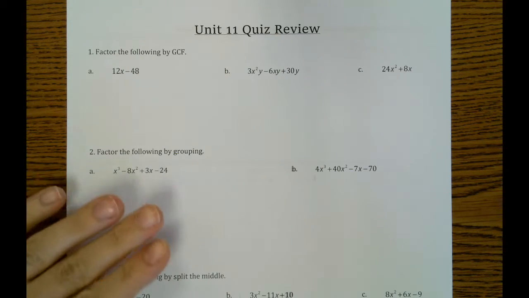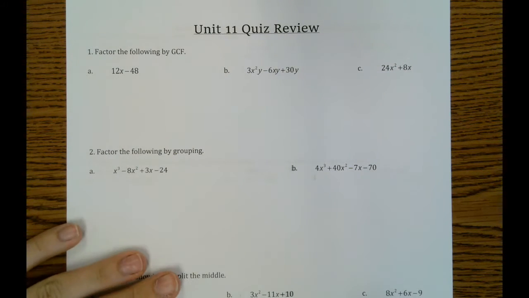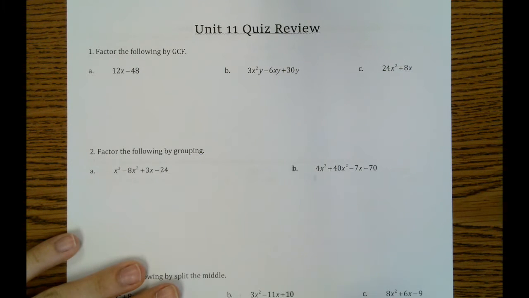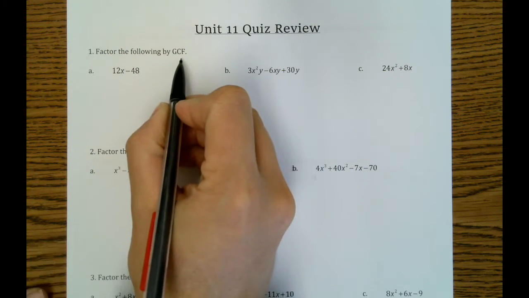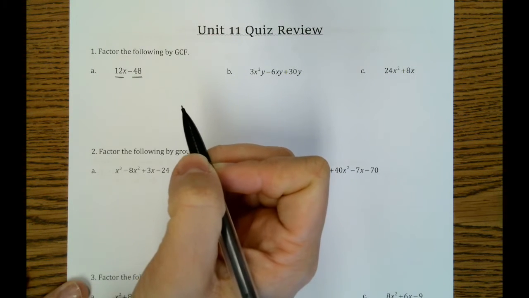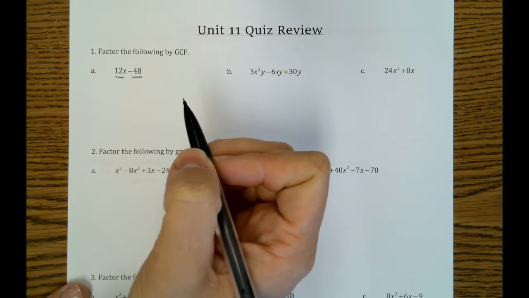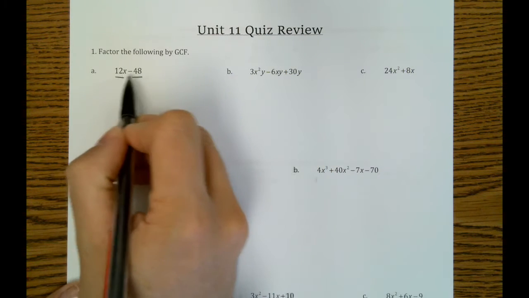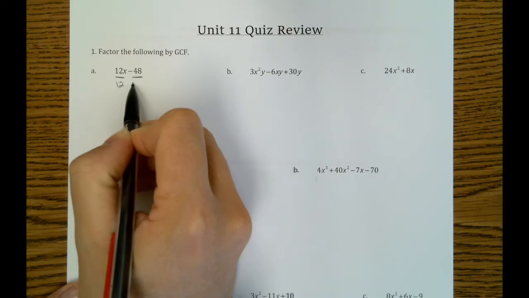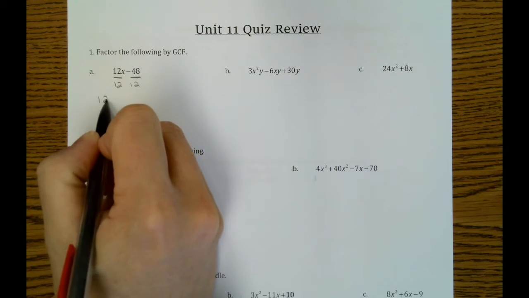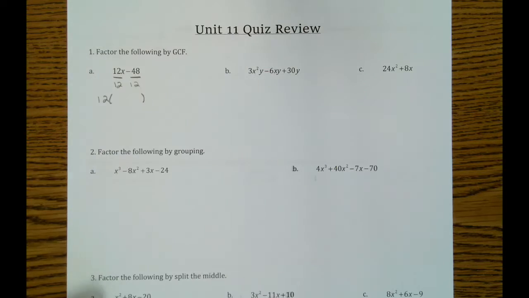Okay, group, this is our Unit 11 quiz review, page 18. Numbers 1A through C talk about factoring by GCF. We are going to divide out a common number and possibly a variable from each of these. Here, 12 and 48 are both divisible by 12. That's the largest number that goes into both, so we will put that outside of the parentheses.